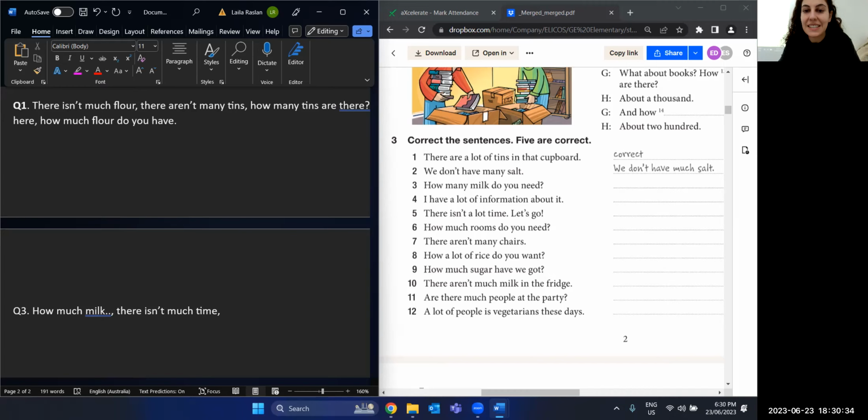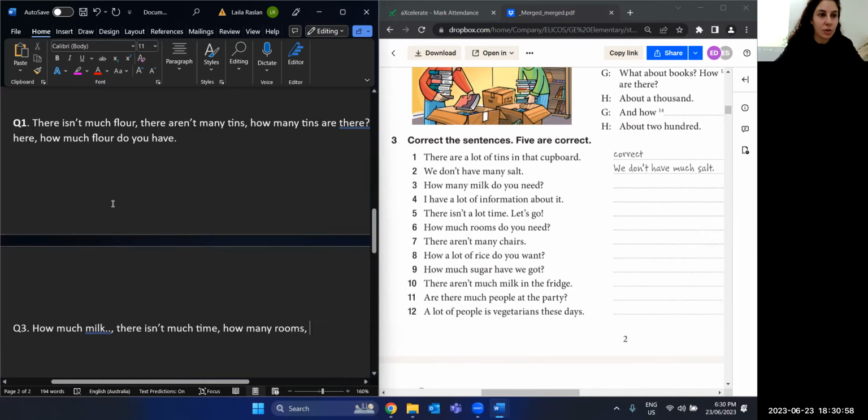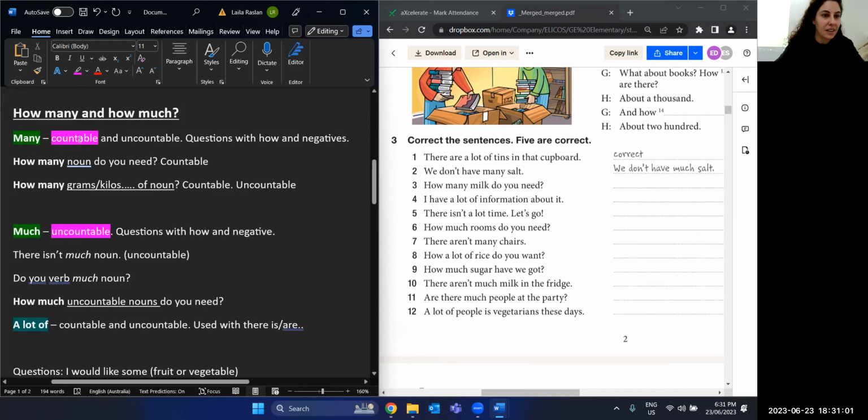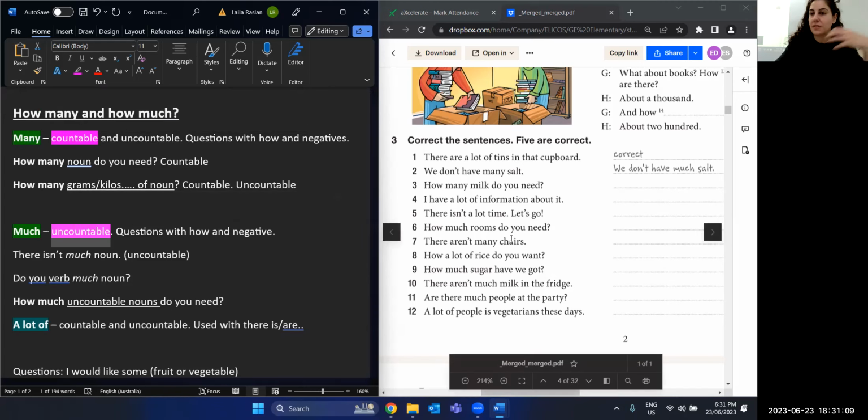Good. So we need to correct that and say there isn't much time. Let's go. 6, Fernando. Did we do number 6? No? Or did you just do? Ah, you did. Sorry. Odilon then. How many rooms do you need? Yeah. So this one we need to correct it. How many rooms? Why? Because rooms is countable. Countable. How many? Countable. Much is only for uncountable. 5 rooms, 6 rooms, 7 rooms.